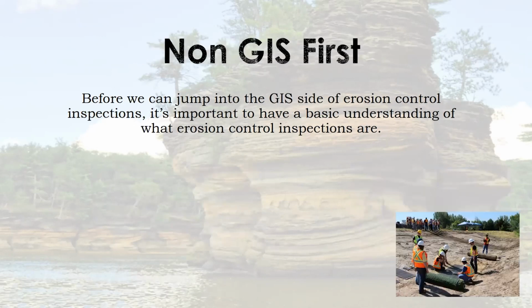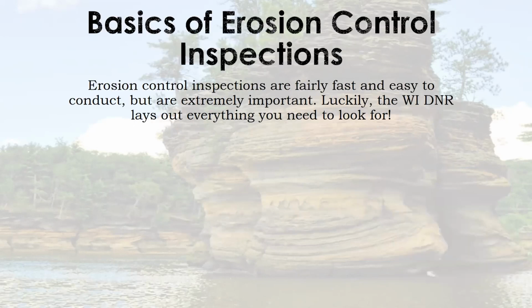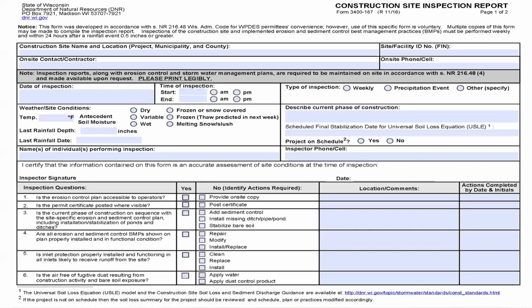So first, we're going to cover the non-GIS side of things, and we're going to go through what an erosion control inspection is. So this is the long form that the DNR gives you that is required to do an erosion control inspection. You don't have to do this exact form. It just has to meet the same requirements that are on here.